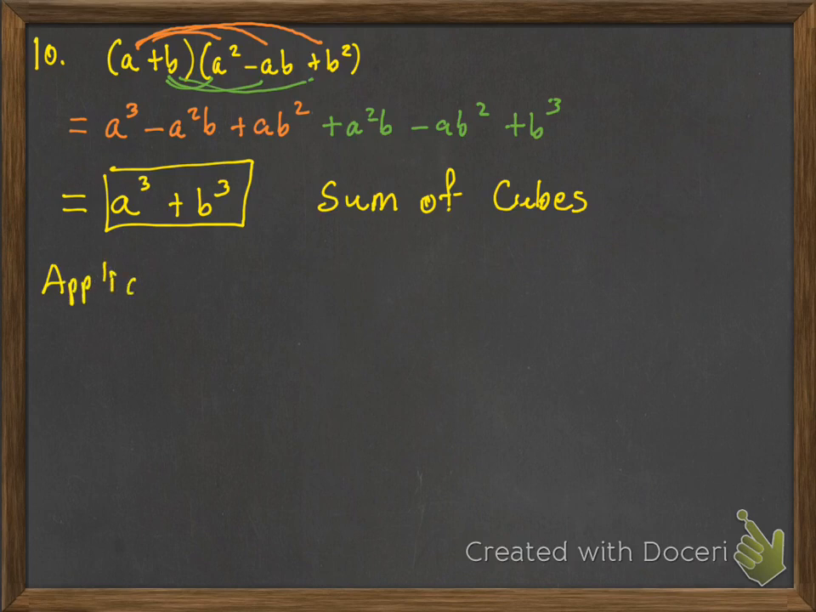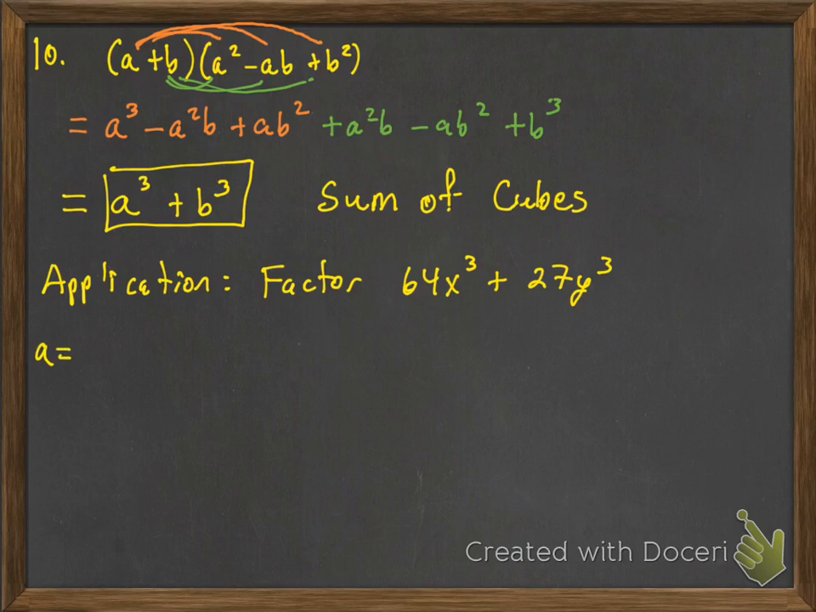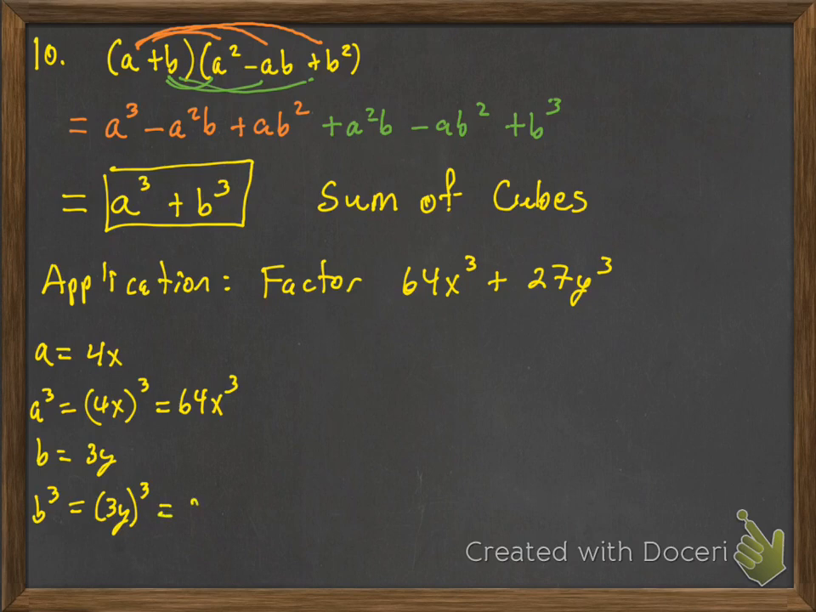And we'll do an application where we go ahead and use it to factor a sum of cubes. And usually they'll be rigged pretty nicely. So 64 is 4 to the third power. 27 is 3 to the third power. So a will be 4x. A cubed will be 4x quantity cubed, which would be 64x cubed. b will be 3y. b cubed will be 3y quantity cubed, which would be 27y to the third power.